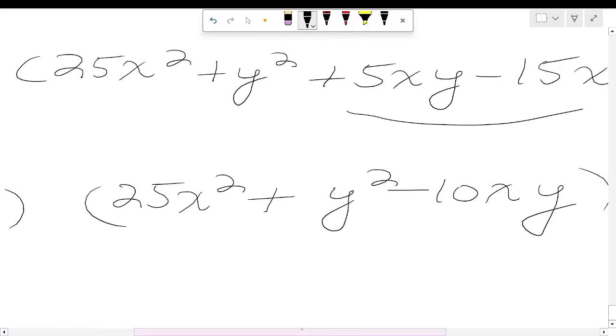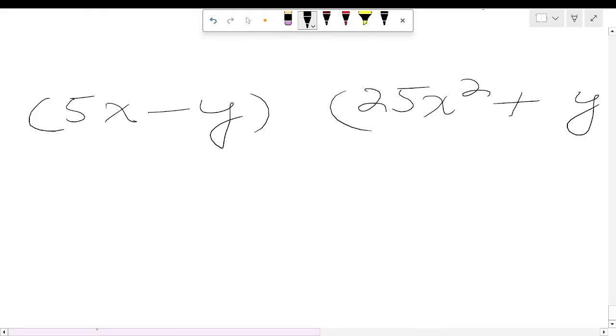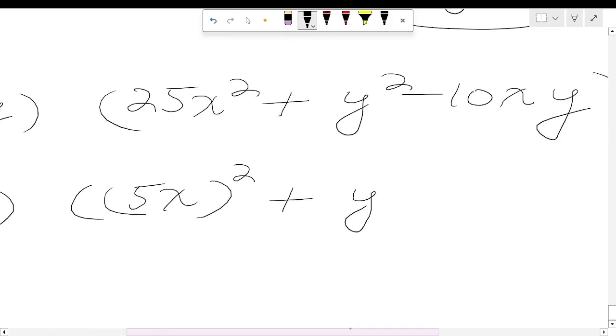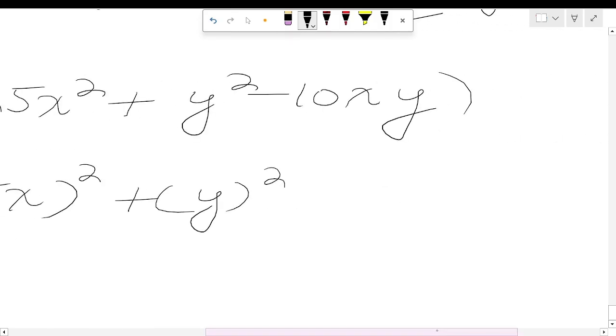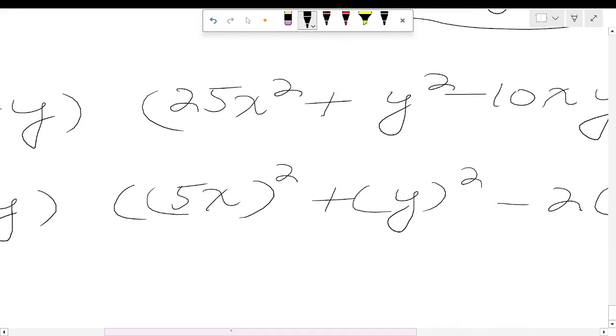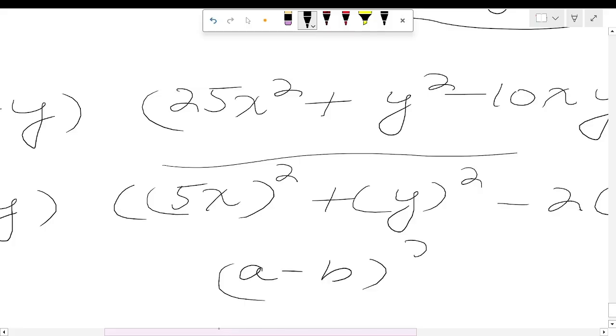Now here, what will we do next? As you can see, this is 25x square, so we will simplify it first. So first let me write 5x minus y. It will remain the same, but 25x square can also be written as 5x whole square. Then we can write y square as y whole square. Then negative 10xy, we can expand it. So in the form of 2ab, it will be 2 bracket 5x, and here we will have y. So after writing that, we can conclude that this whole expression is equal to a minus b whole square. So we need to convert this into the a minus b whole square form.